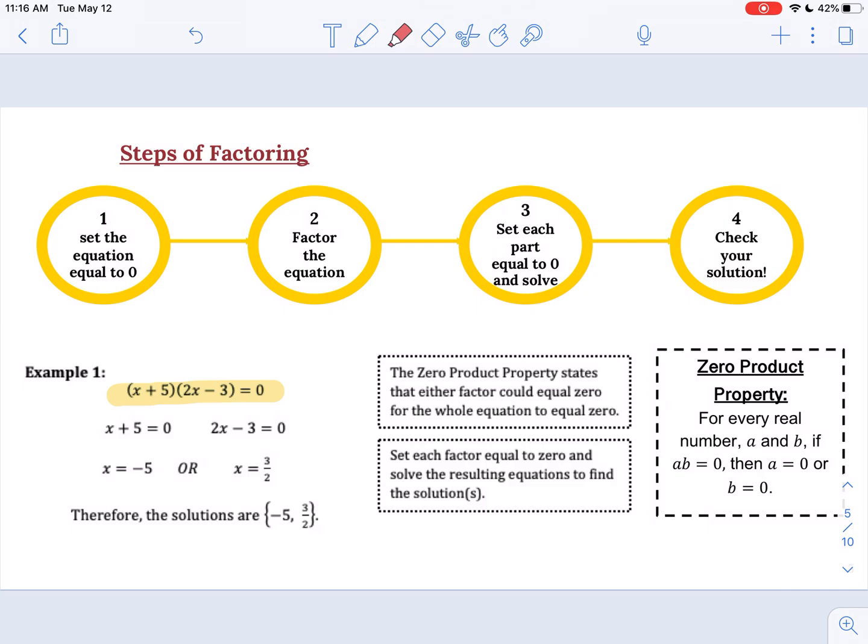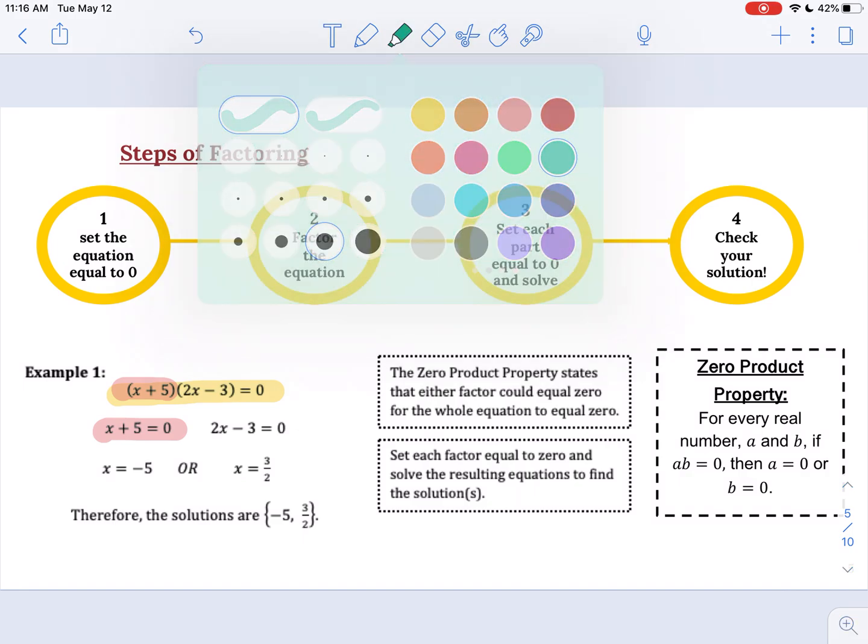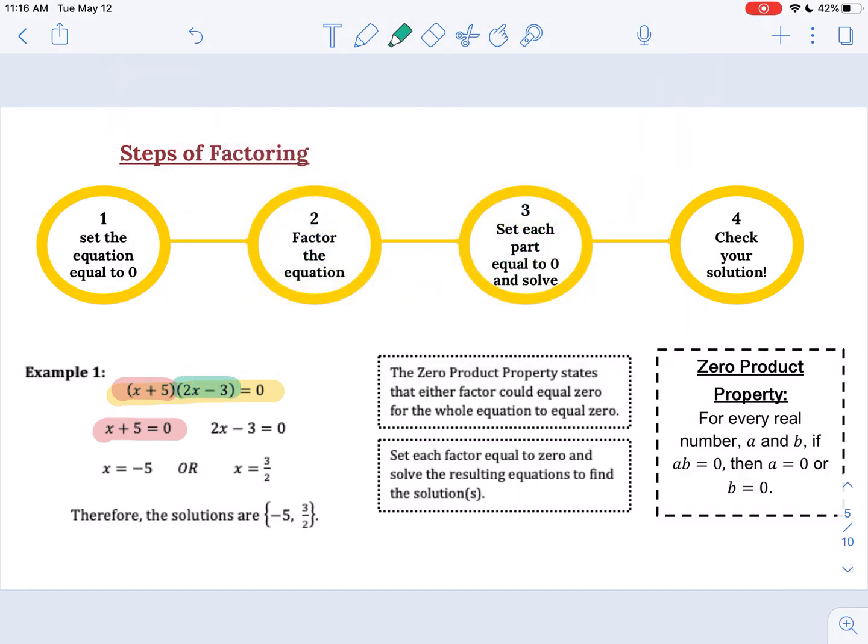In order to solve this, I know that if both of these factors are multiplied together and they're equal to 0, then I can take that first part, x plus 5, set it equal to 0. I can take that second factor, 2x minus 3, and set that equal to 0. And now we have two equations that we can solve out. So x plus 5 equals 0, I solved it out to the left, and we get x equals negative 5. On the right, we have 2x minus 3 equals 0, I solved that out, I get x equals 3 halves. Those are my roots of this equation.